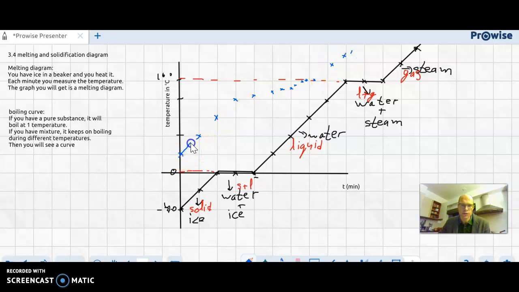And you can see over here when everything is a liquid, that it stays going at a steady rate, and then the rate goes down, and then the alcohol starts evaporating, and after the alcohol evaporates, then the water evaporates, and then it goes up again. And you can see it is a curve when it boils. It's not a point, but a curve. And then we're talking about a boiling curve. And if you see a curve, it's a mixture.